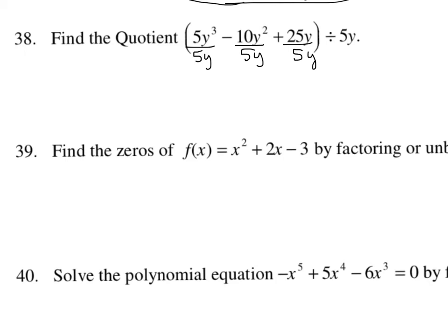So 5 divided by 5 is 1. 3 minus 1 is y to the second. Negative 10 divided by 5 is negative 2. 2 minus 1 is 1, so y to the first. 25 divided by 5 is 5, and those y's cancel out.